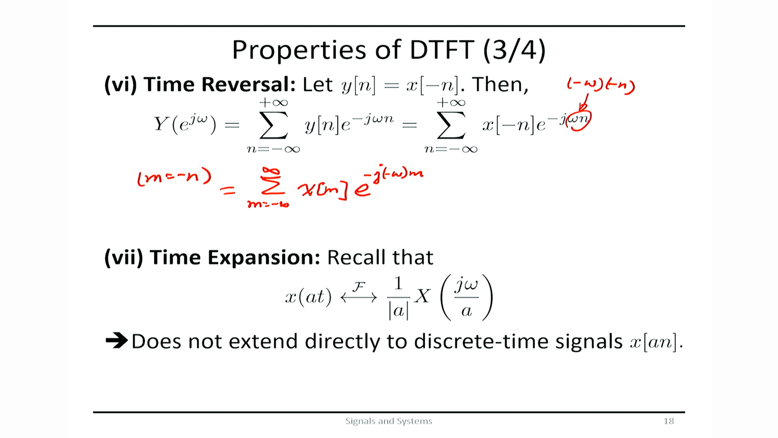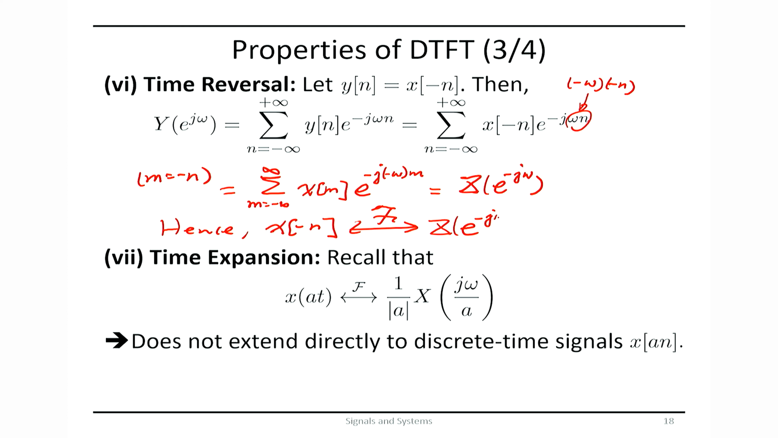So this is equal to X(e to the minus j omega). Hence, time reversal in discrete time has a Fourier transform that corresponds to a frequency reversal. So this is the same as in continuous time.